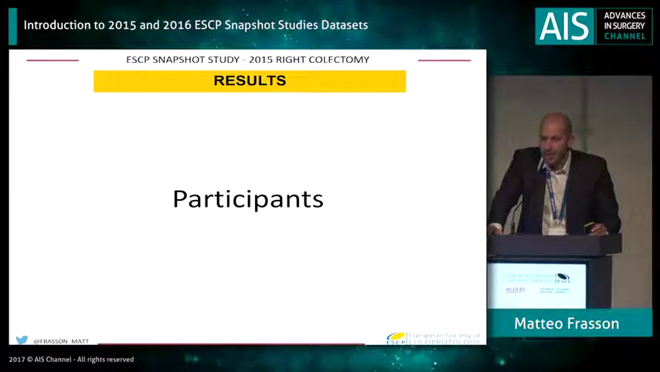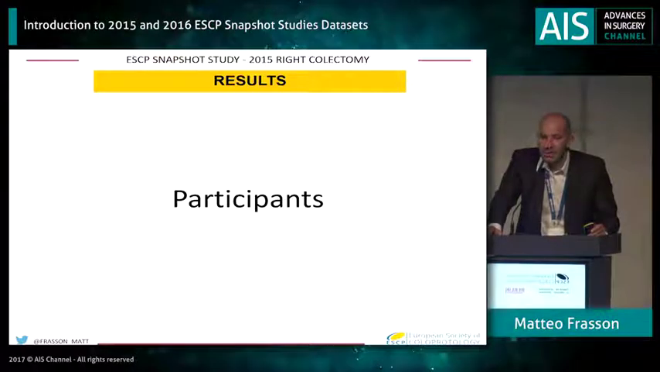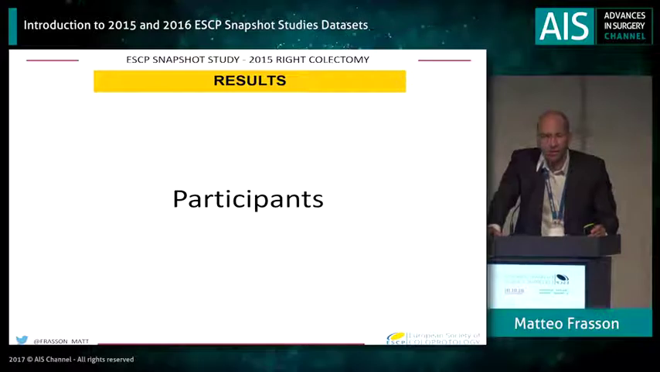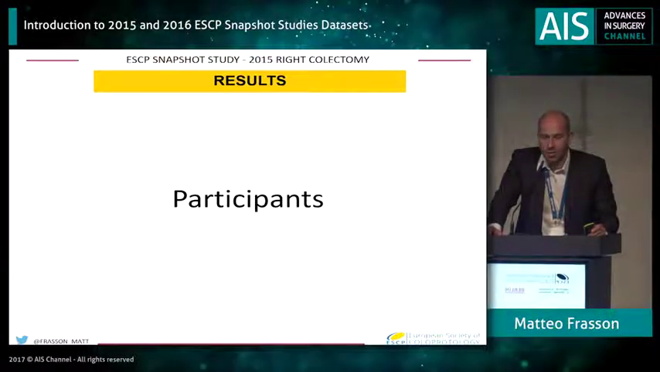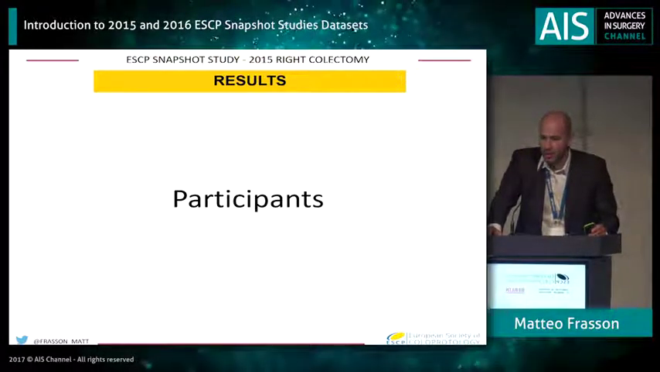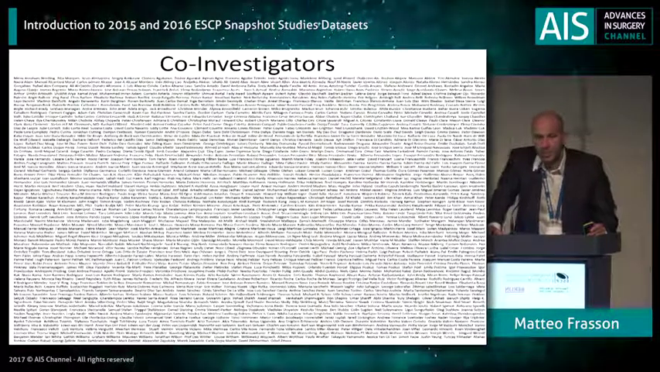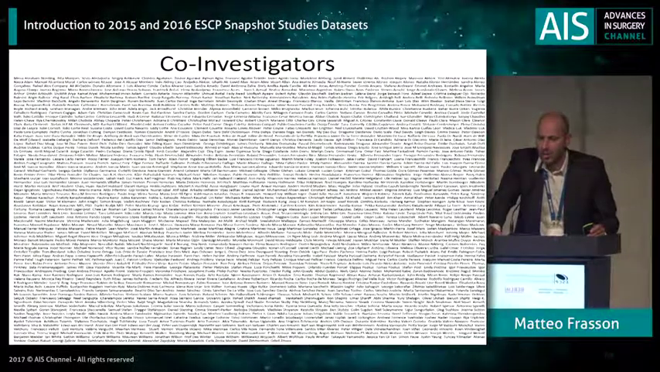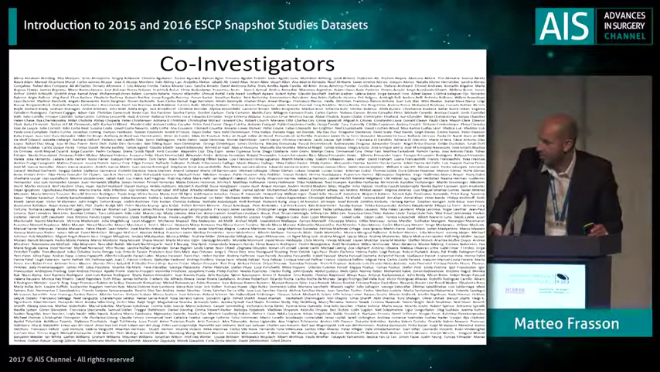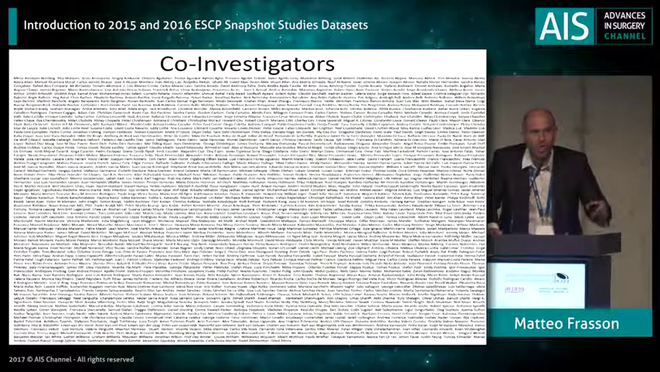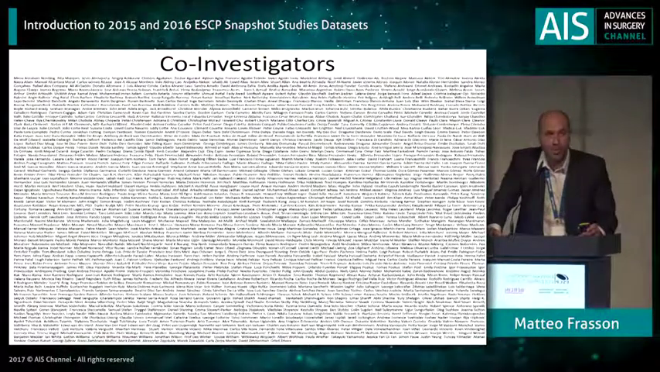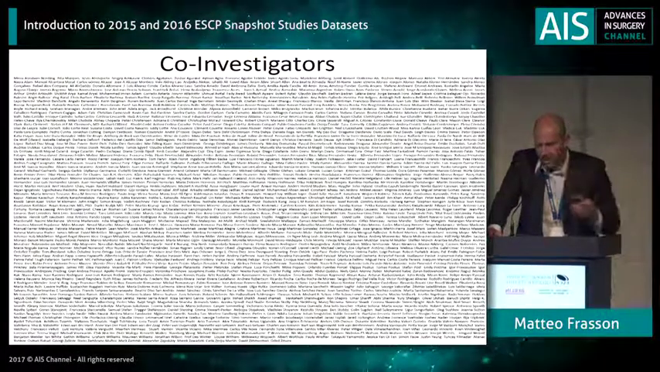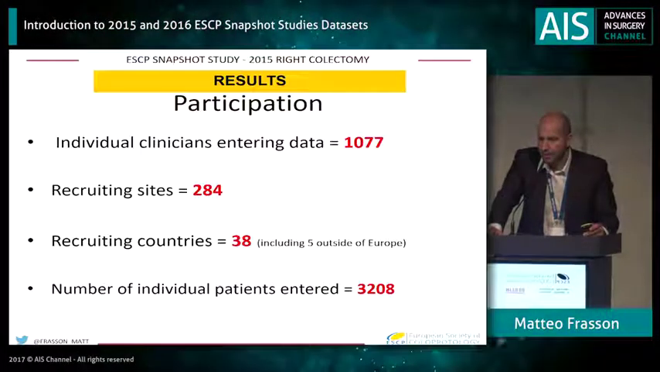I'm going to talk about the results, the participants to the study. This was, I think, the most important result of our first snapshot. It was absolutely astonishing. We were really happy with this. These are the co-investigators that participate to the first snapshot. I think we have no time to mention all of them, but they are all detailed in the first paper we published in Colorectal Disease. You can find it downstairs in the Wiley stand.